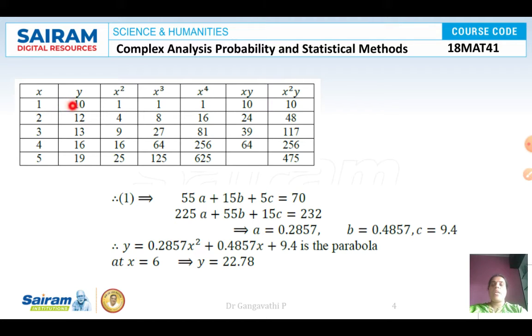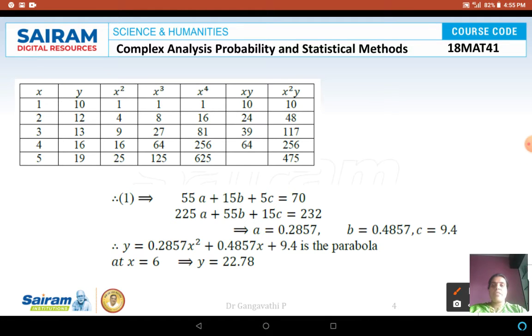1 into 10 is 10. 2 into 12 is 24. 3 into 13 is 39. 4 into 16 is 64. And 5 into 19, 19 fives are 95. This value was missing, so we could enter it here. So now xy values have been tabulated.